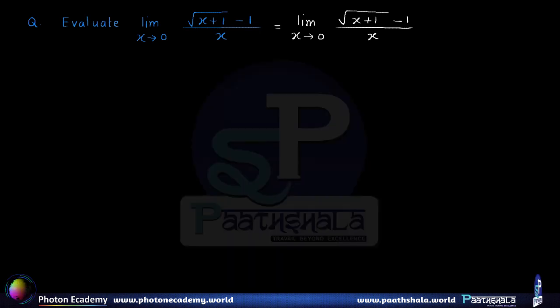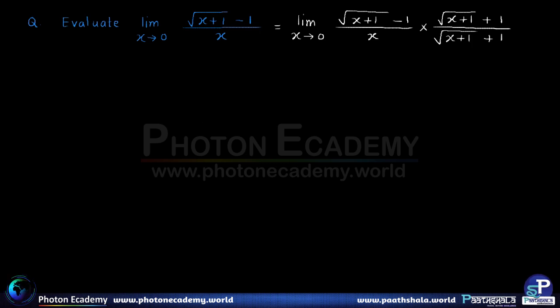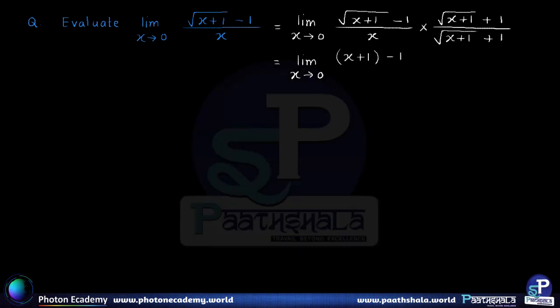Now we see that the irrational term is present in the numerator, correct? So we multiply and divide with the conjugate of the numerator, which is nothing but root of x plus 1 plus 1. Now if you observe the numerator, which is of the form (a minus b) into (a plus b), that is nothing but a square minus b square. So that gives us (x plus 1 minus 1) whole upon x into the other factor as it is, that is root of x plus 1 plus 1.